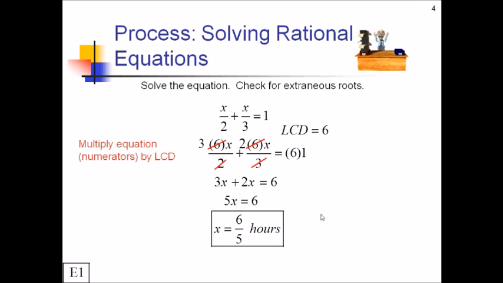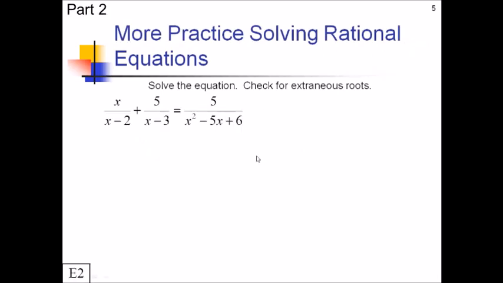Now, before we go on our merry way and accept this answer, notice the instructions said solve the equation and check for extraneous roots. Extraneous roots are answers that look good when you go through the process of solving something, but don't actually work when you plug them back in. And the main source of extraneous roots with fractions is that sometimes when you plug things back in, it'll make your fraction undefined. So that's really the main thing we're checking for here. And you can see if you plug 6 over 5 back in for x, you're not going to get 0 in any of the denominators. So this works.